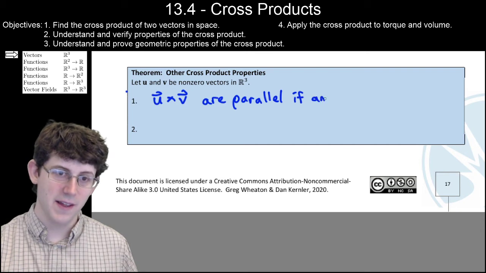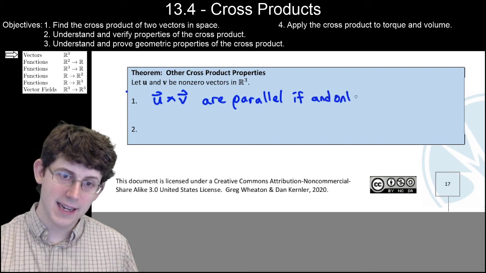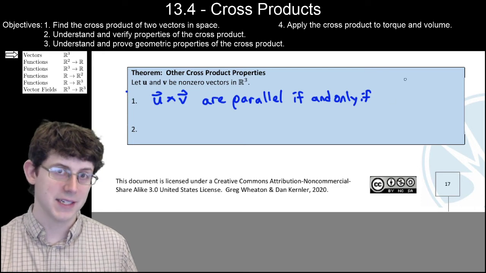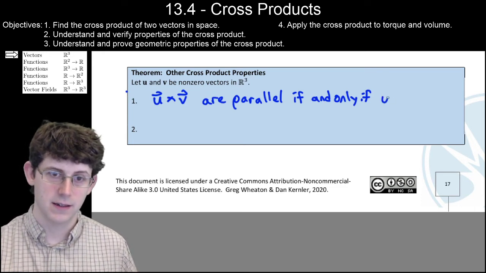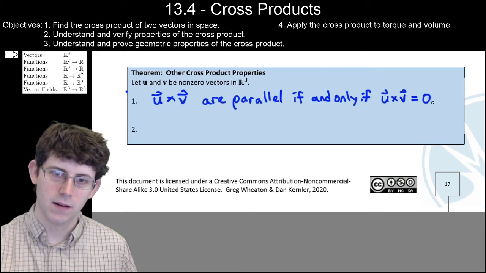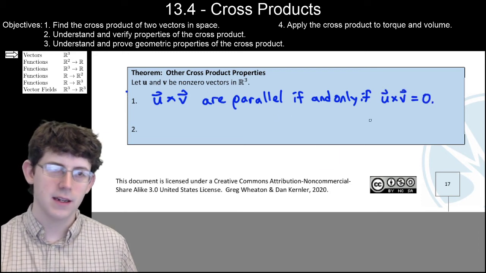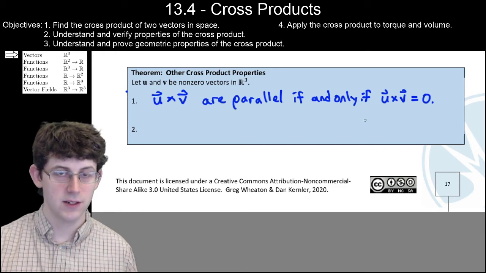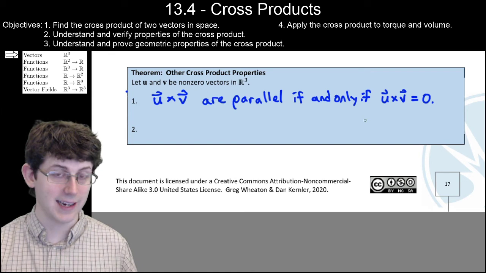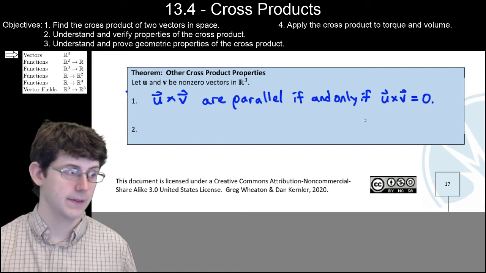But it's even stronger than that. If you ever get the 0 vector by crossing two things, that means that you must have had two parallel vectors. So just like you can use the dot product to detect whether two vectors are orthogonal, you can use the cross product to detect whether two vectors are parallel.